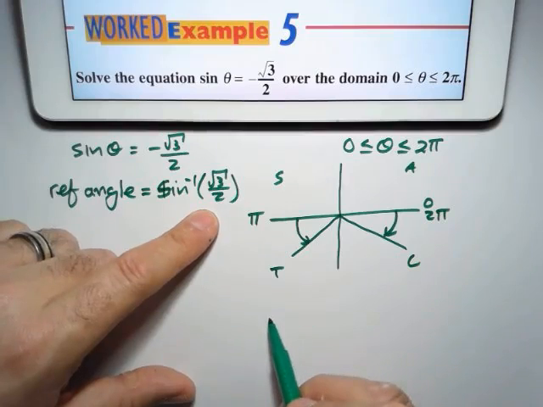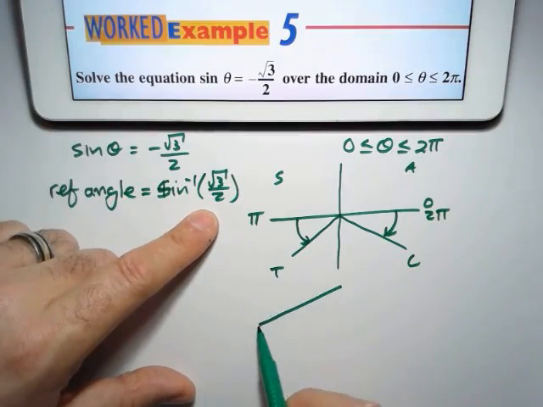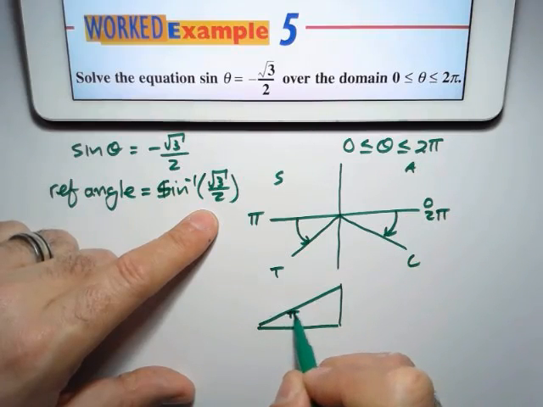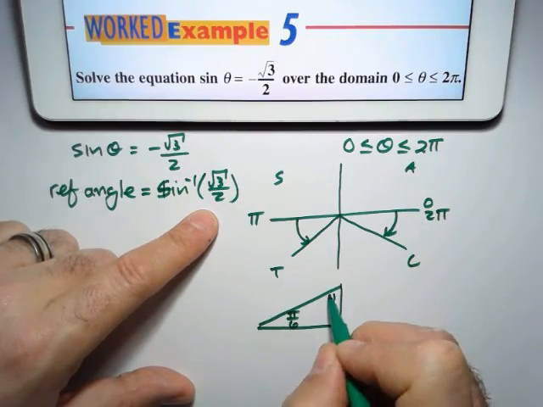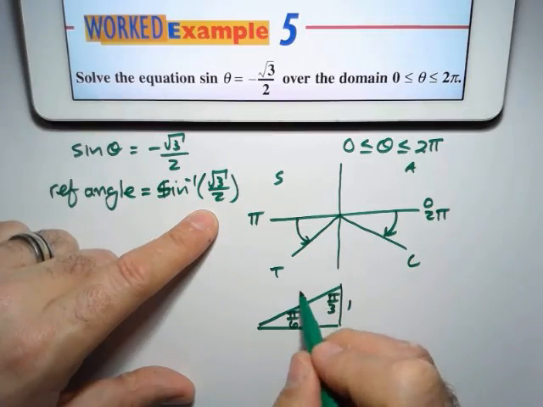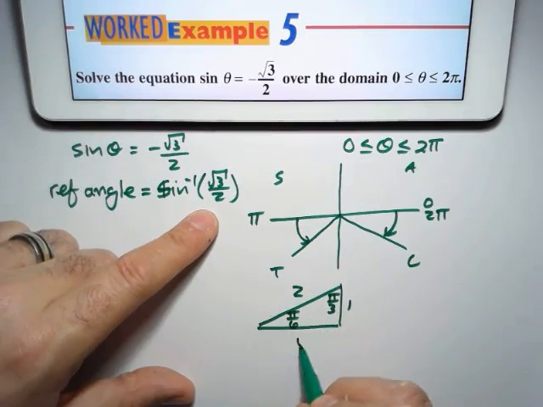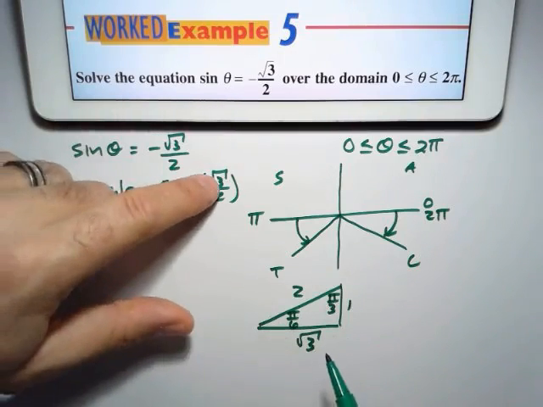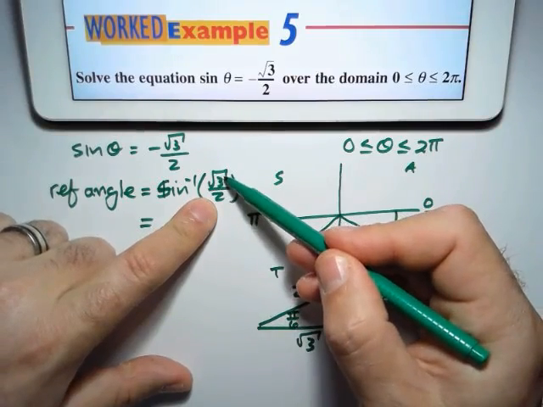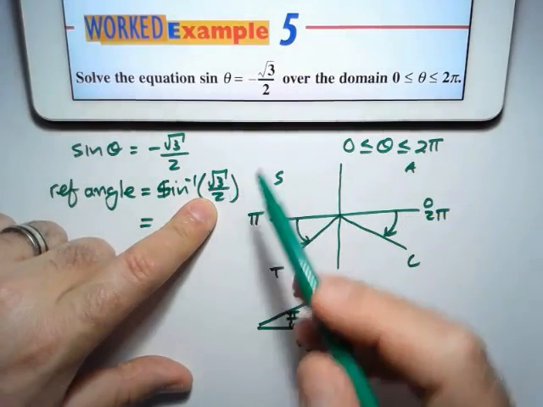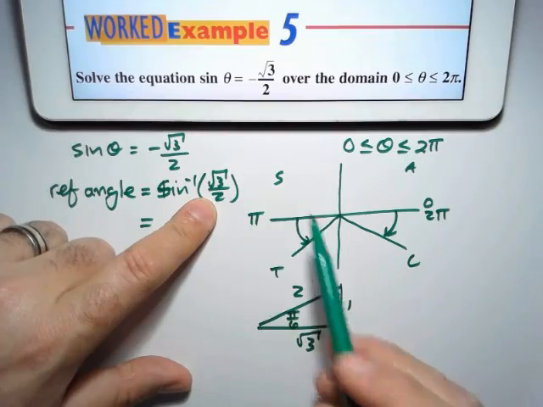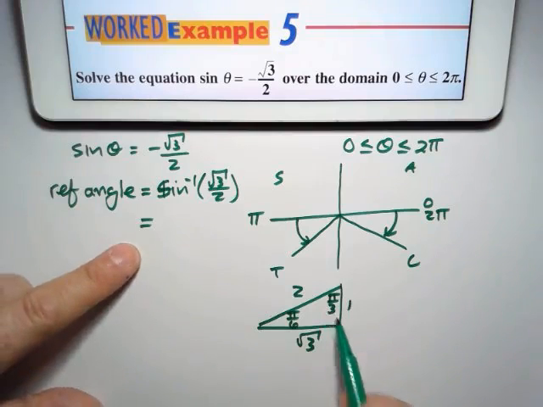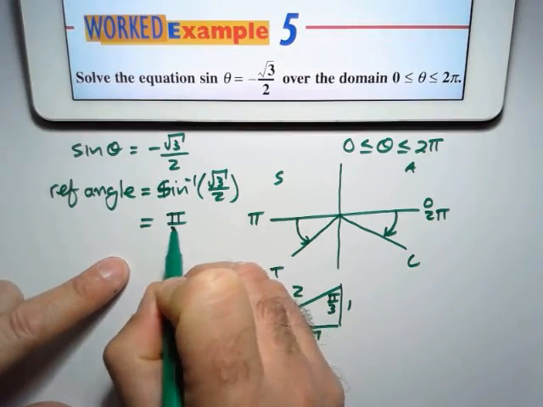Square root 3 over 2, that should ring a bell. It is a 30/60, but I'm working in radians, so 30 degrees is pi over 6, and 60 is pi over 3. This is 1 to square root 3. Okay, so my reference angle is square root 3 over 2, which means it's the opposite over the hypotenuse. So the opposite, where's this opposite of? Well, the square root 3 is opposite pi over 3, which means pi over 3 is my reference angle.